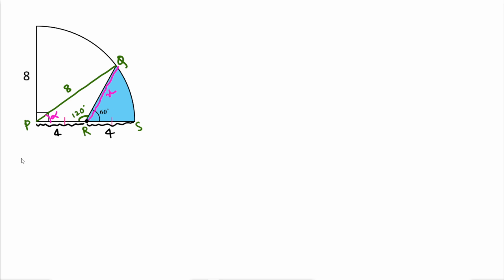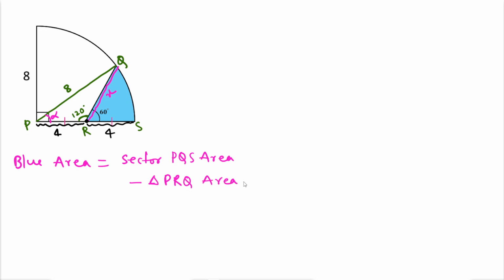shaded portion, that is blue area, equal to we can write sector PQS area minus triangle PRQ area. Okay, why we have subtracted, you can see this.